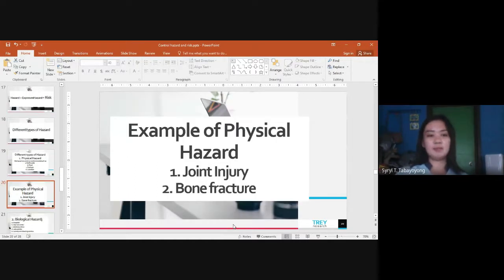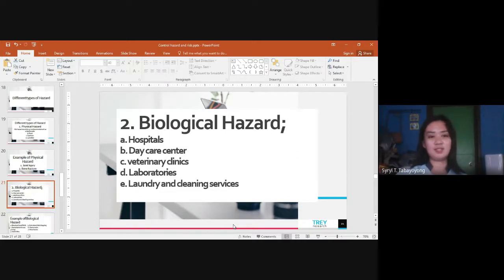So example ng physical hazard ay ang joint injury tsaka bone fracture. So if nangyari yung mga earthquake, hindi natin maiwasan yung pagkakaroon ng injury. For example, kapag tamaan ka ng isang malaking bato sa iyong paa, of course, magkaka-injury ka. And the second type of hazard is biological hazard.